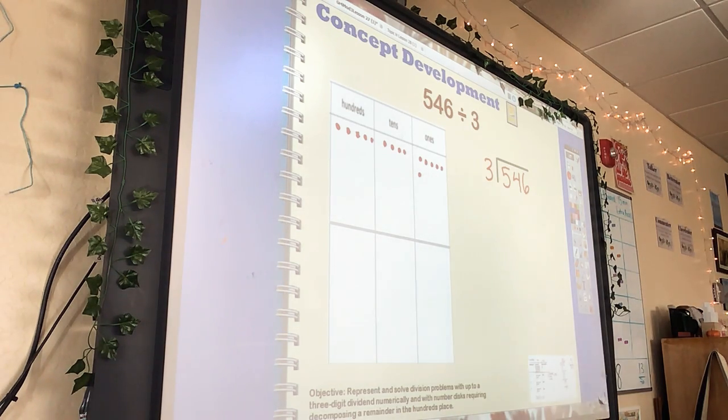Can you start with the place value chart? Did you finish that part yet? Okay, good. Then move on to the standard algorithm.